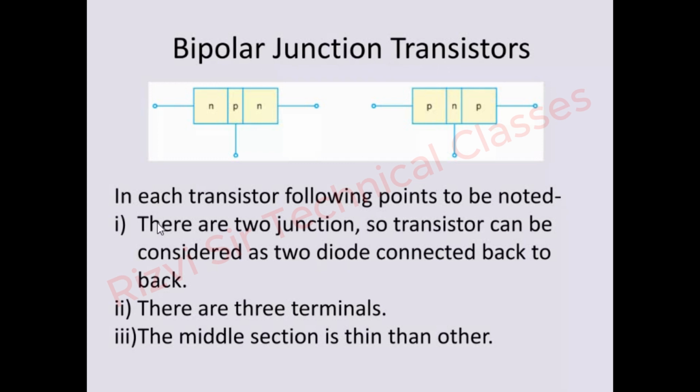Bipolar junction transistor, here is a form like first is N, then P, then N. It's called NPN. There are three terminals. In each transistor, the following points are to be noted. There are two junctions, so a transistor can be considered as two diodes connected back to back. There are three terminals, 1, 2, 3. The middle section is thinner than the others. You can see the middle section is thinner than the first and last one. Here N is thinner and here P is thinner.